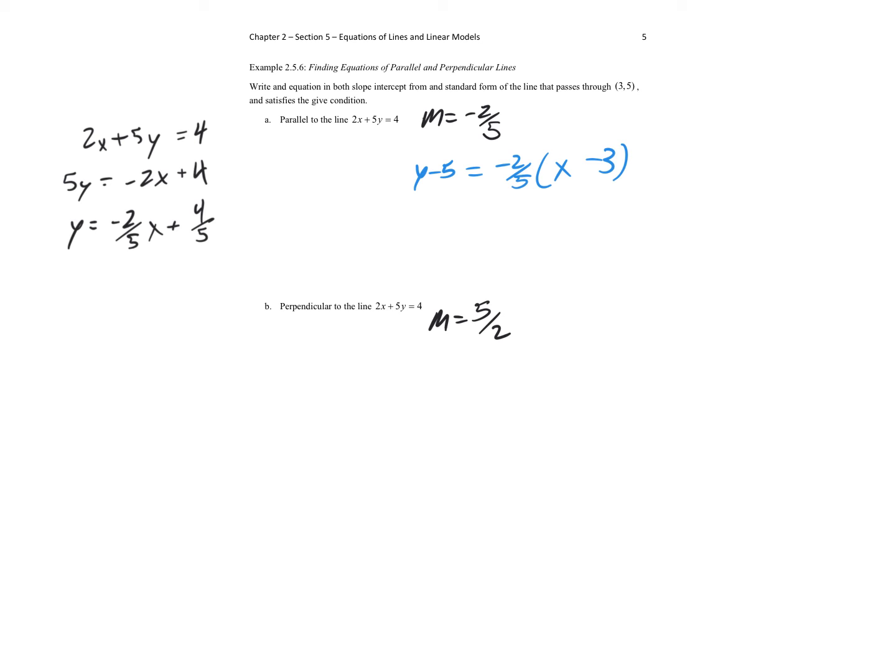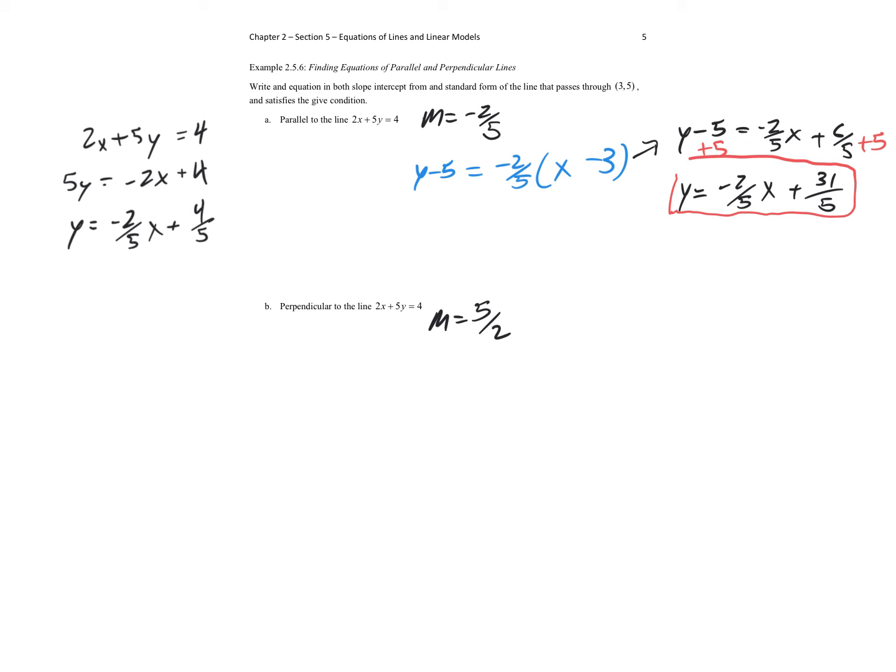So two things we can end up with. First, if we distribute this, we have y minus 5 equals -2/5 x minus 6/5, sorry, plus 6/5. The two negatives cancel each other out. And then, of course, add our 5 back to the other side. y equals -2/5 x plus 31/5, after you add this 5 to both sides. So this is one version, the slope-intercept form.